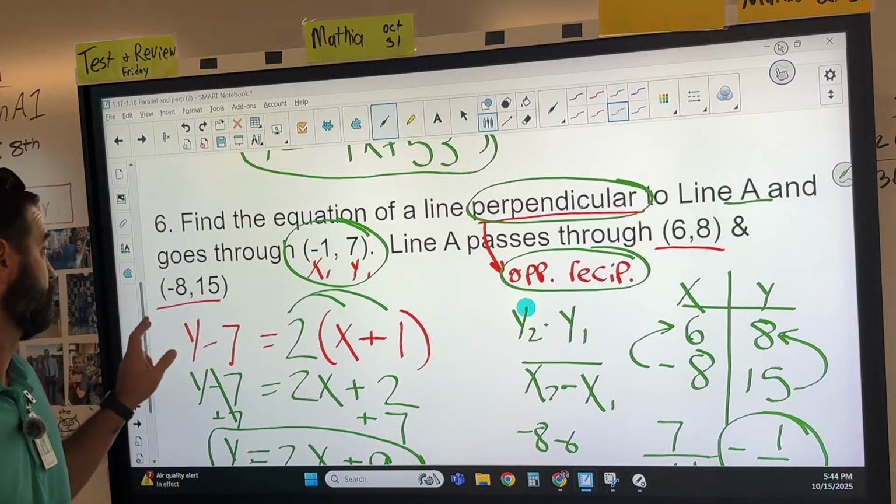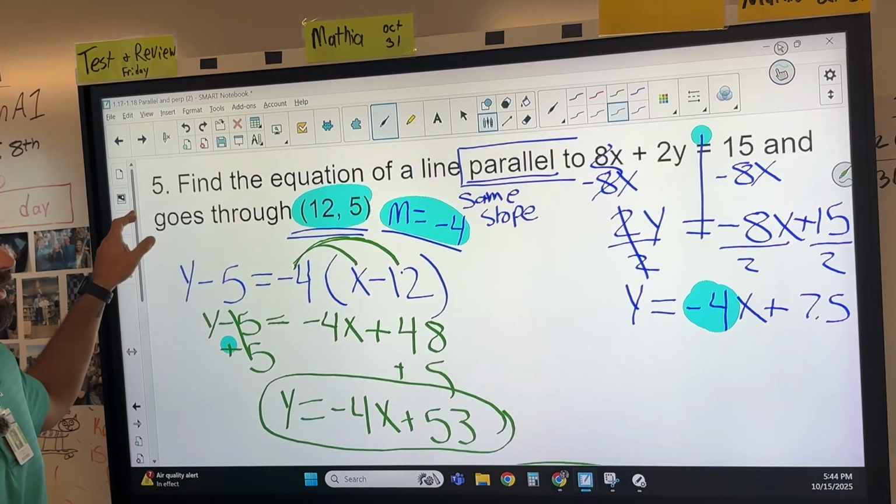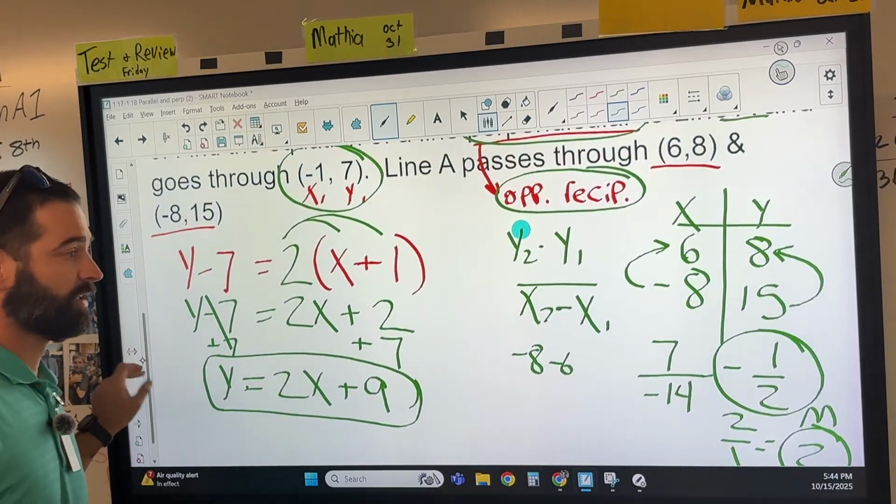So hopefully that helps a little bit with parallel and perpendicular lines. Good luck.